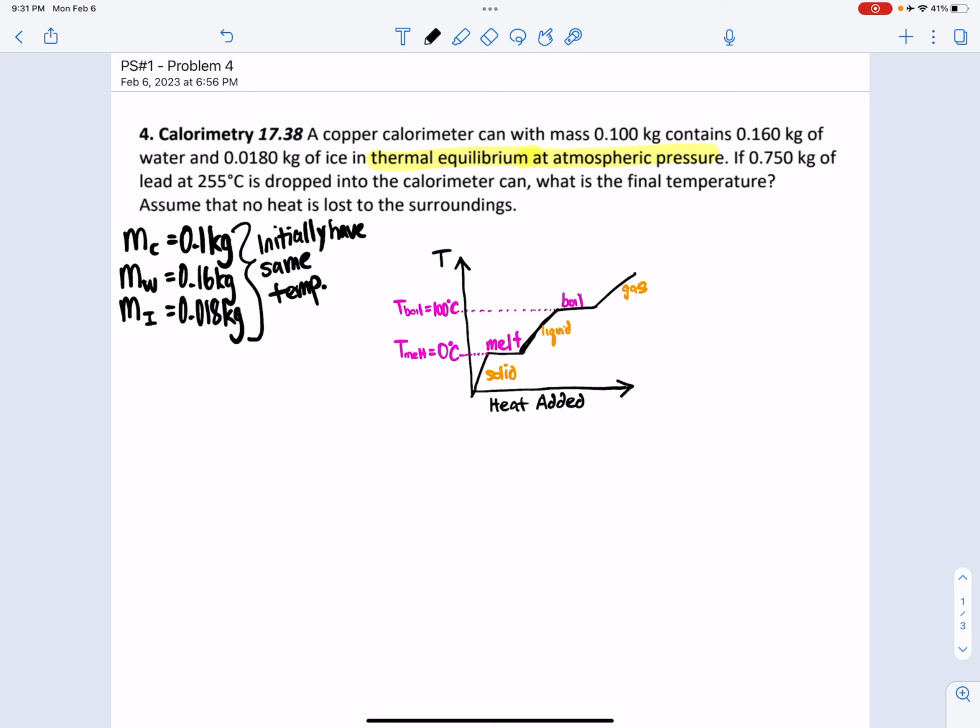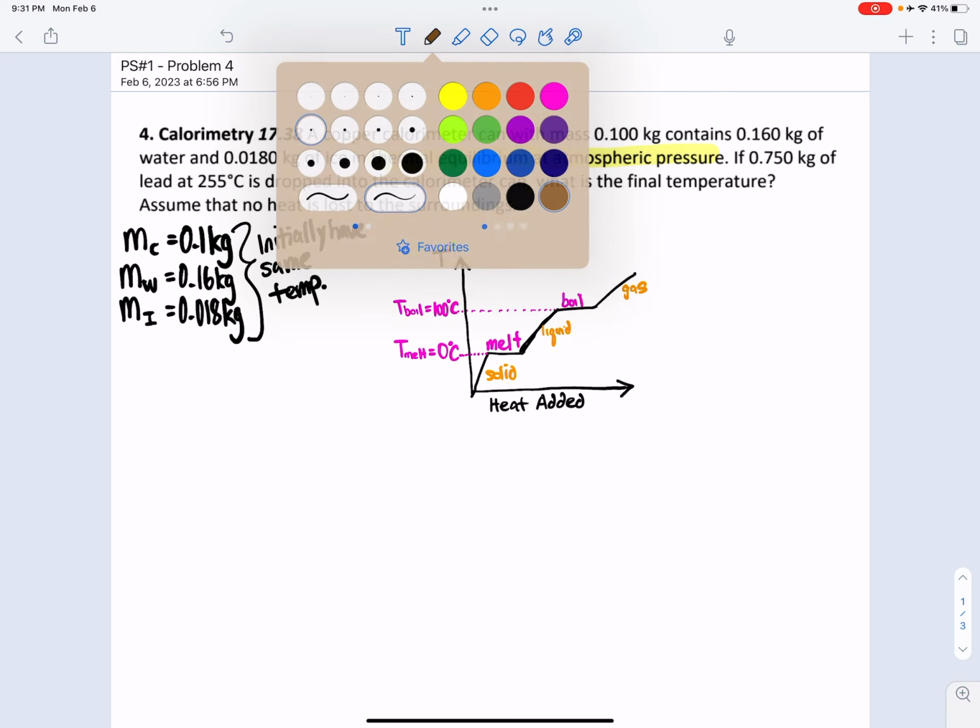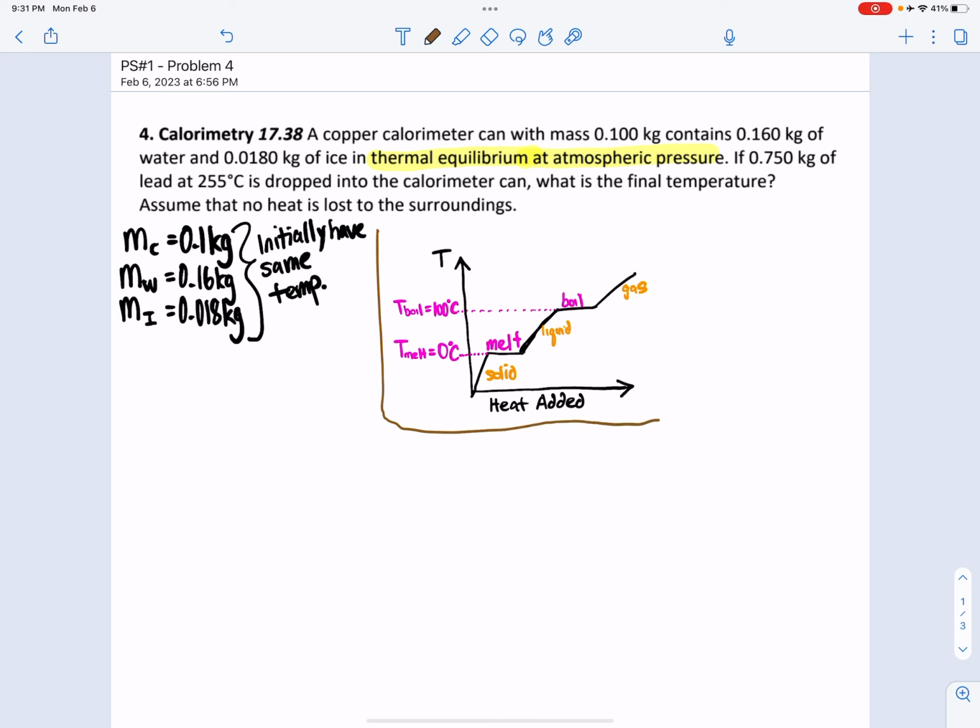Okay, and if we look at this graph right here for water, where can water, liquid water, and ice coexist at the same temperature, according to this graph? So ice is a solid, water is a liquid. Where could they coexist? They coexist right here at the melting point, which is 0 degrees Celsius. So I know that the initial temperature for copper, water, and ice is 0 degrees Celsius.